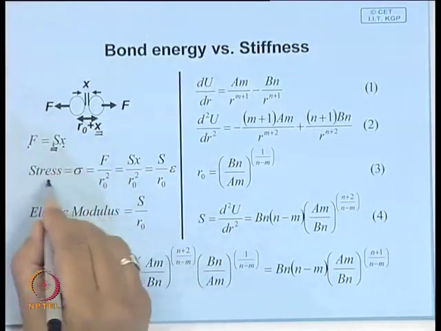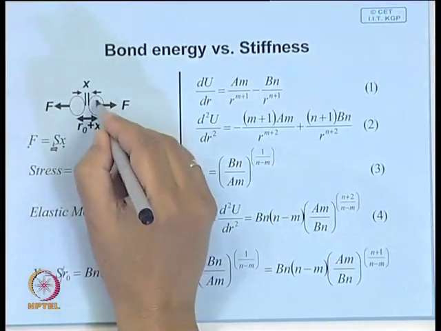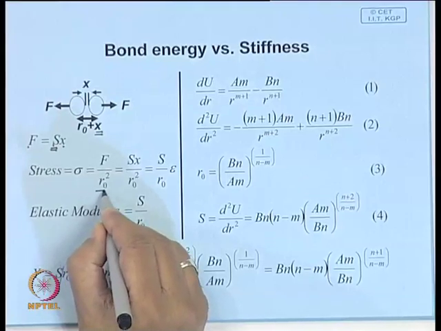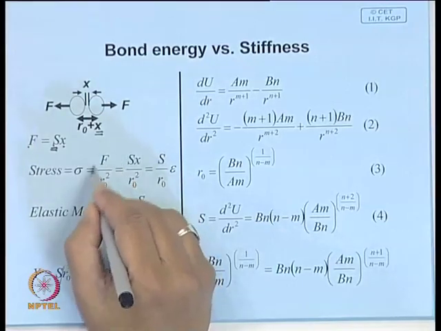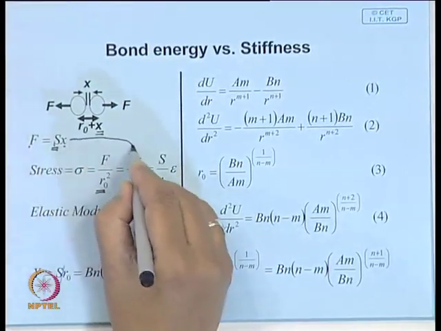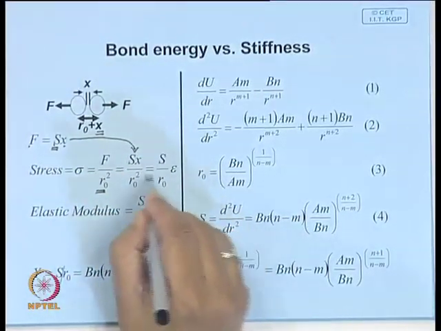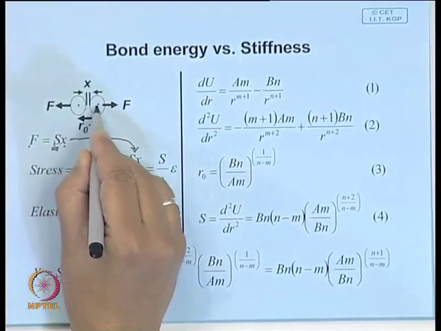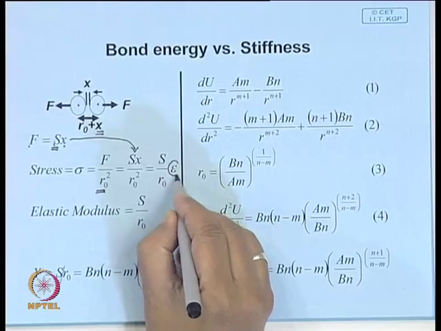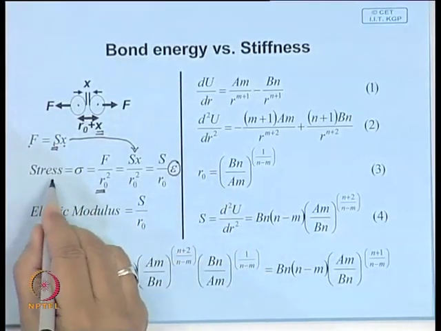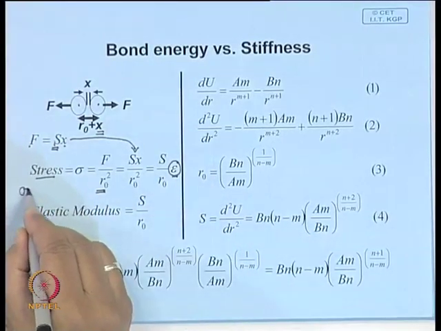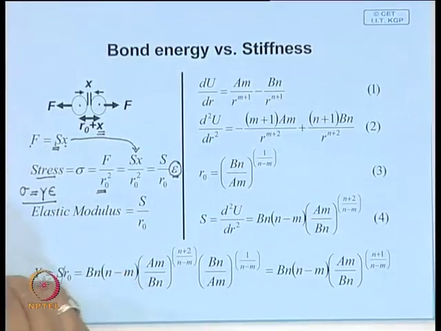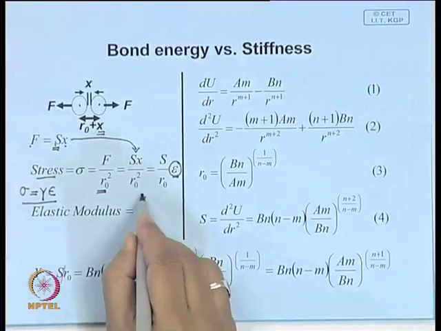And stress we know is defined as force over area. Assume that the cross-sectional area of this atom is proportional to R naught square. So, F over R naught square is the stress, and therefore, you substitute here. And now, we know that x is the displacement and r naught is the original distance between the two atoms, so x over r naught is equal to strain. So, now we have a relationship between stress and strain. We know the proportionality constant between stress and strain is known as Young's modulus. So, therefore, we can say that Young's modulus is S over R naught.